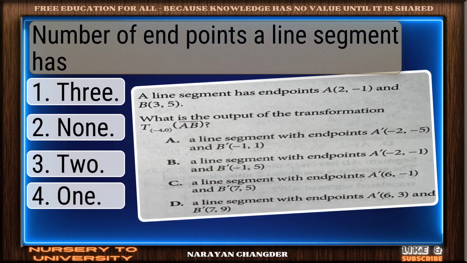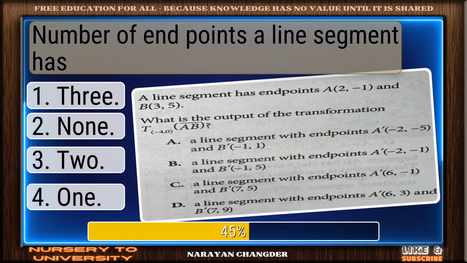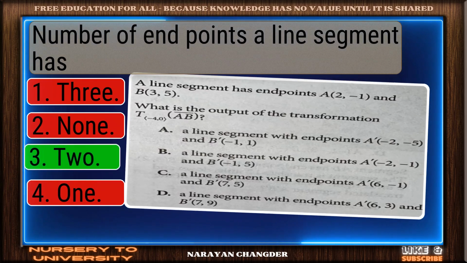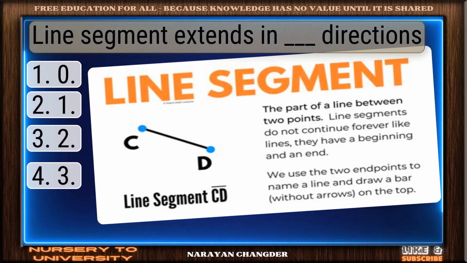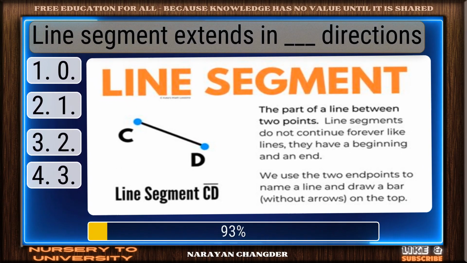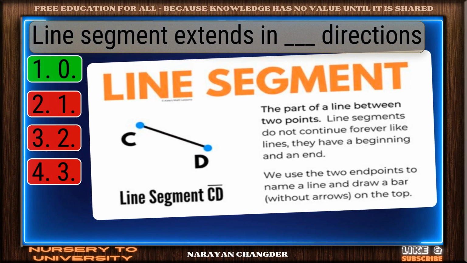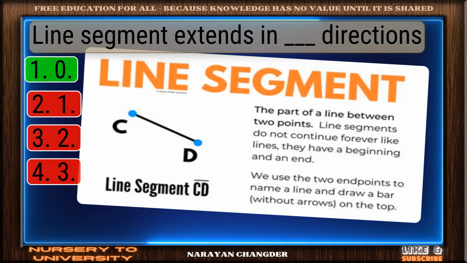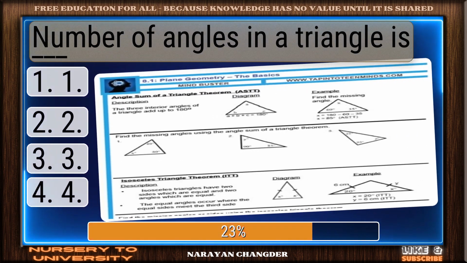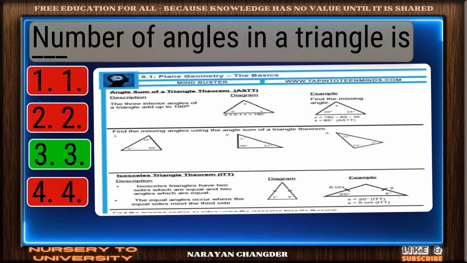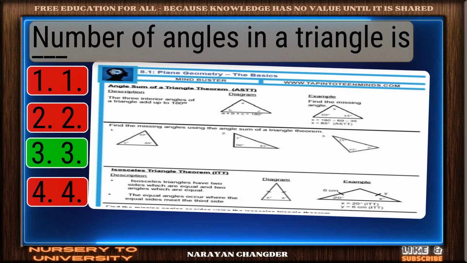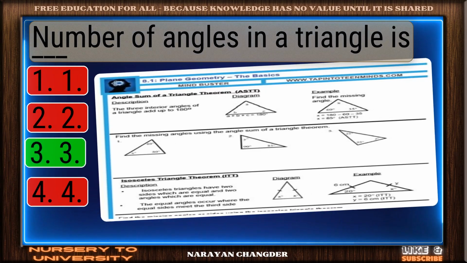Number of endpoints a line segment has. Nicely done. 2 is a solid answer. Line segment extends in dash directions. Exactly. 0 makes sense, and it is the right choice. Number of angles in a triangle is dash. Clear logic. Your choice 3 is sound and 100% true.